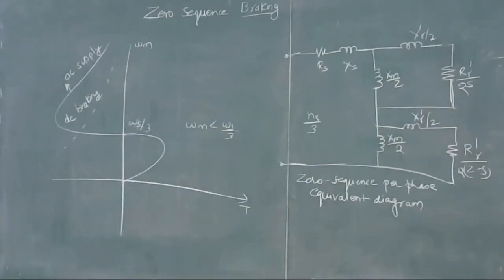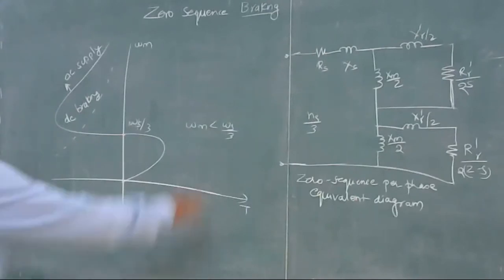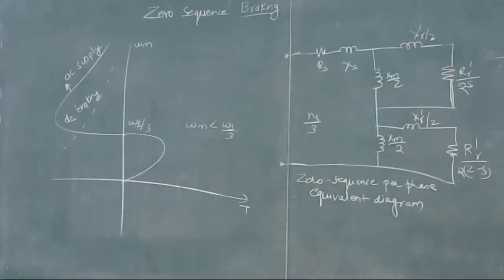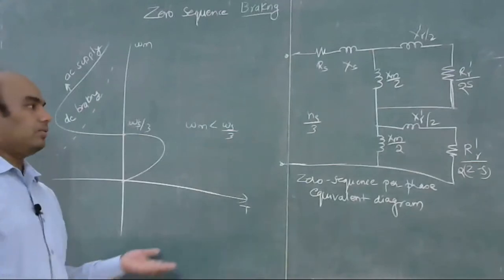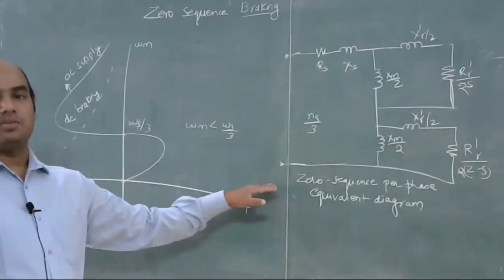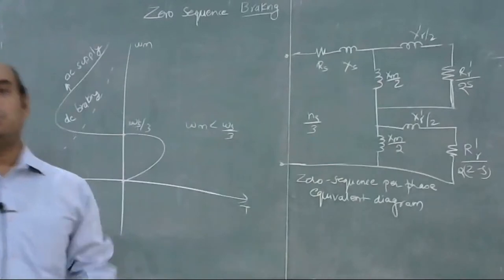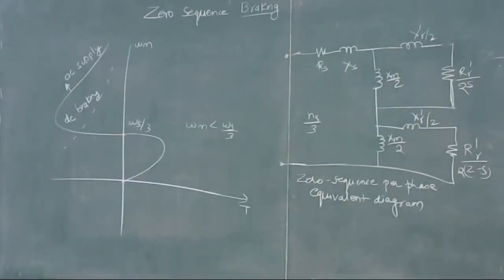So a zero sequence connected induction motor can be used where a speed reduction of 67% is occasionally required. When a speed reduction of 67% is required, we go with this type of connection, zero sequence connection. So this is all about zero sequence braking.